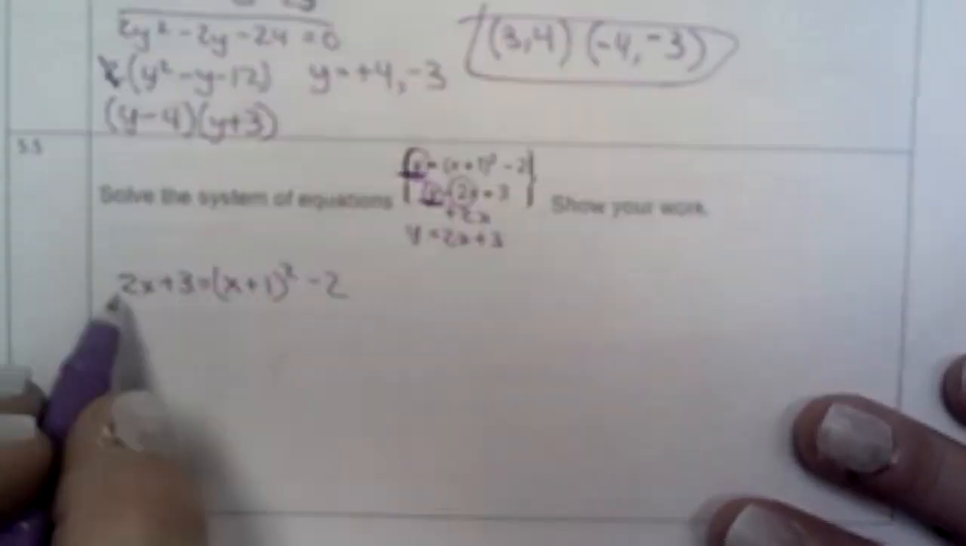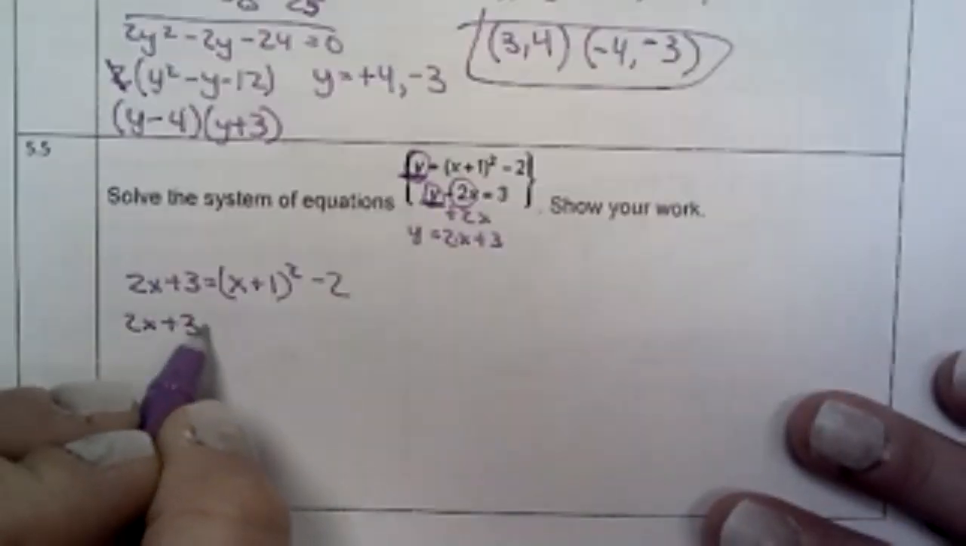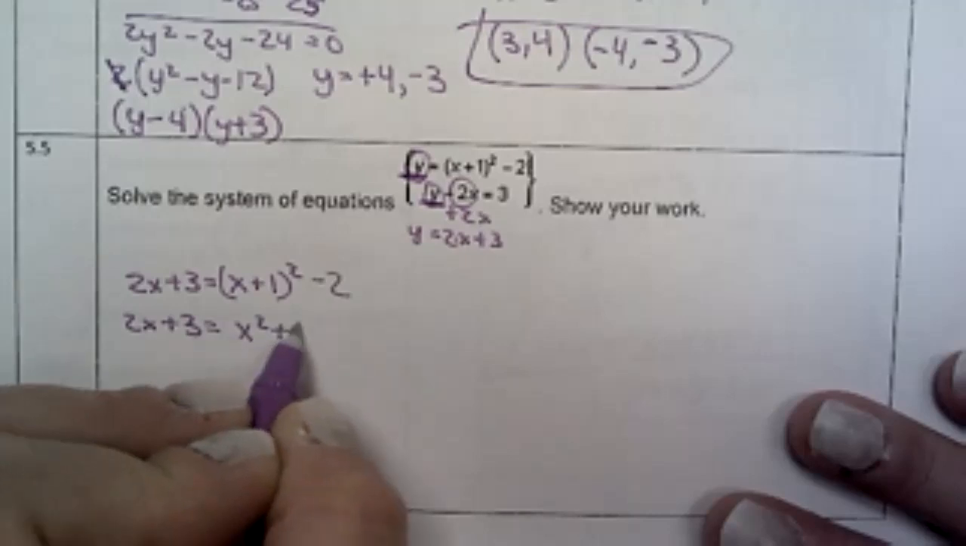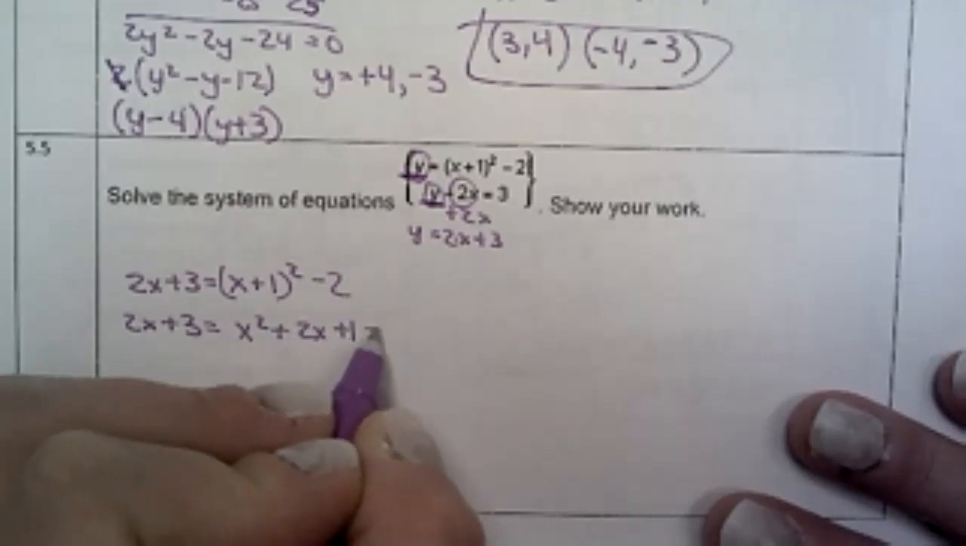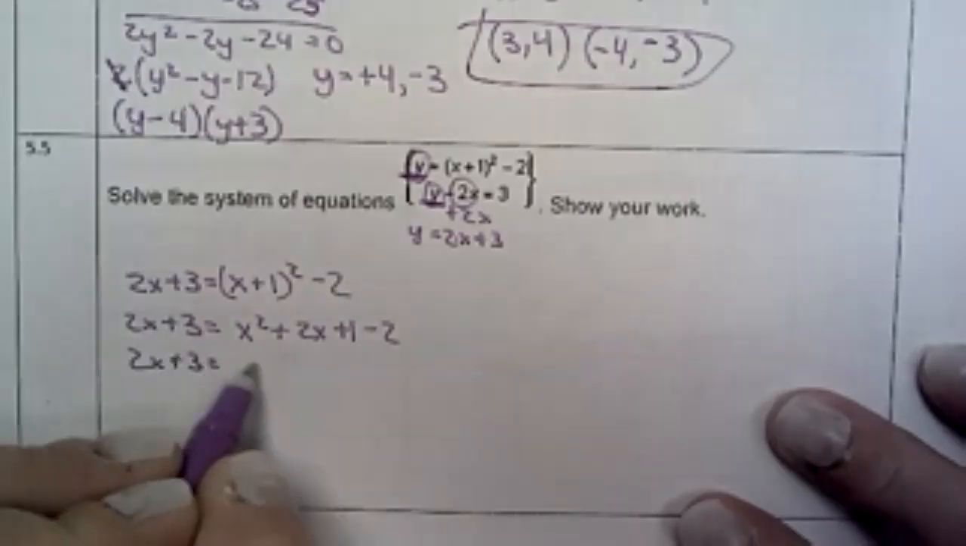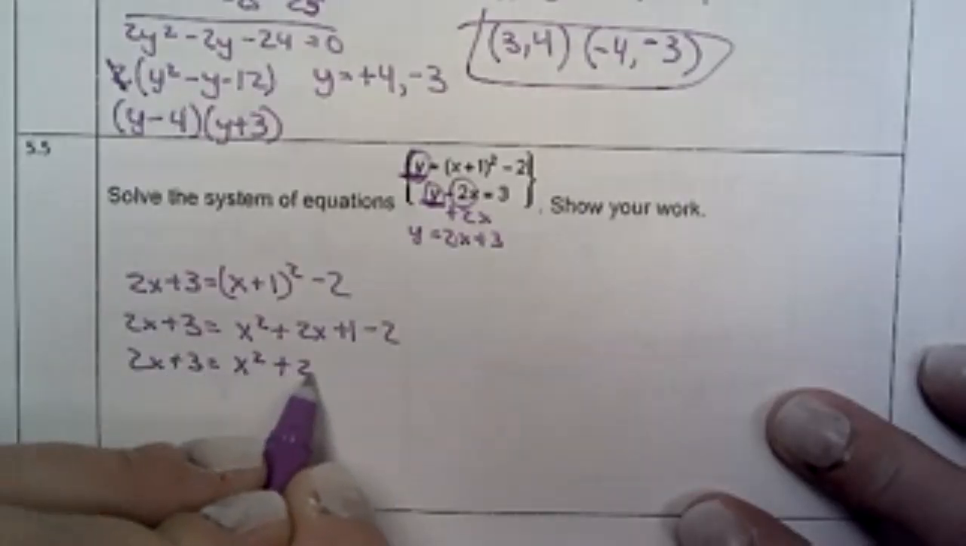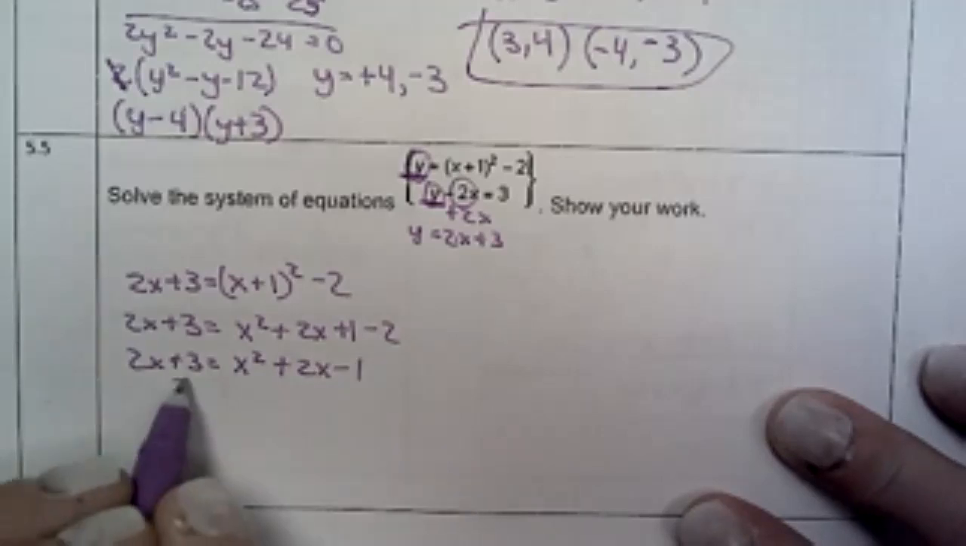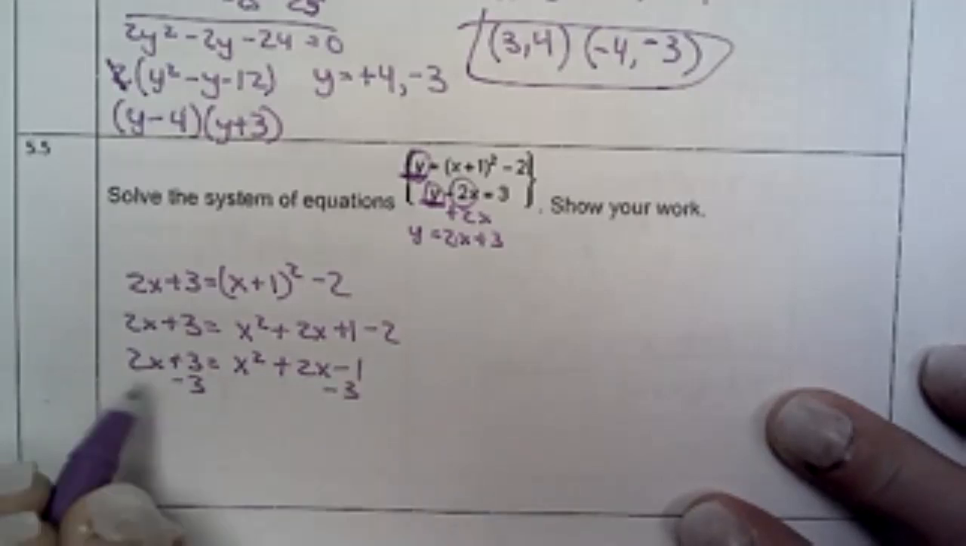Okay, I need to do x plus 1 squared. So I get x squared plus 2x plus 1 minus 2. Okay, now I'm just going to combine like terms. X squared plus 2x minus 1. Now I'm going to move everything to the same side.